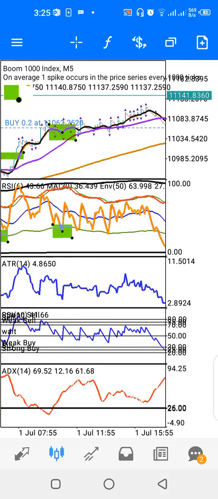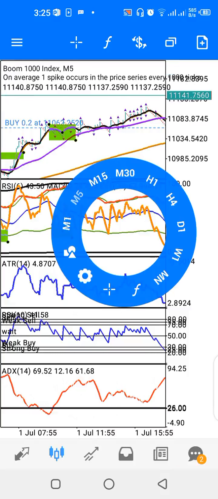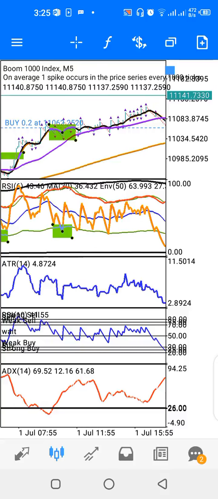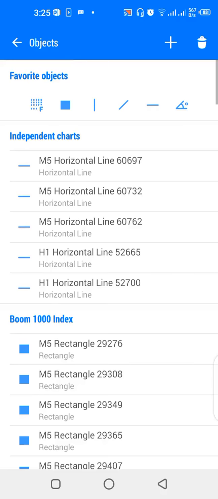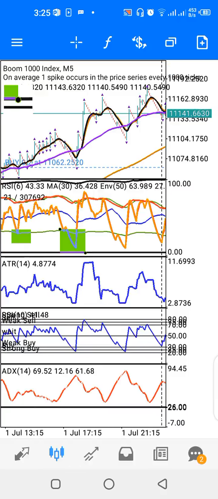When you see a drop to test or drop below the lower band, then it starts to go up, that's your buy area. When you even see a deeper drop and the price starts to spike up after the drop, that's another buy area. So that is for Boom index.